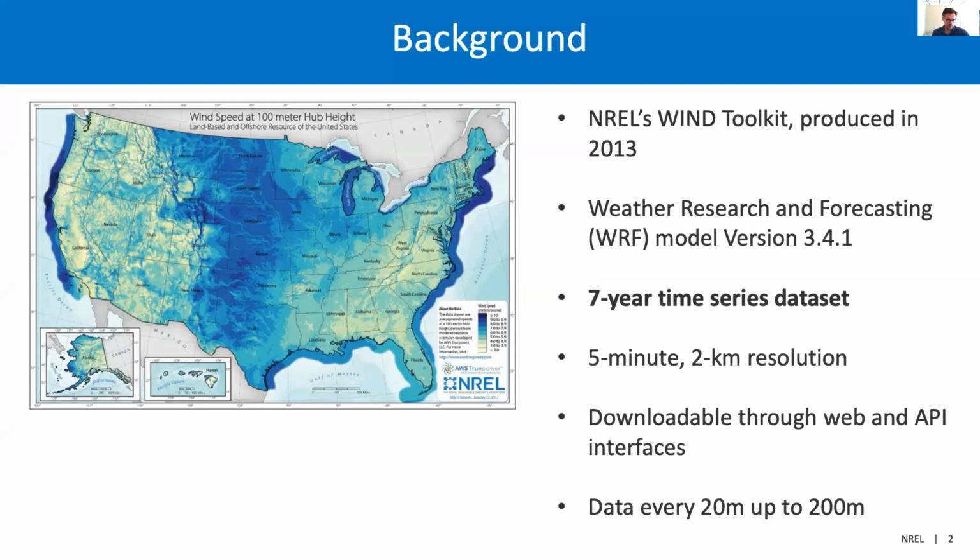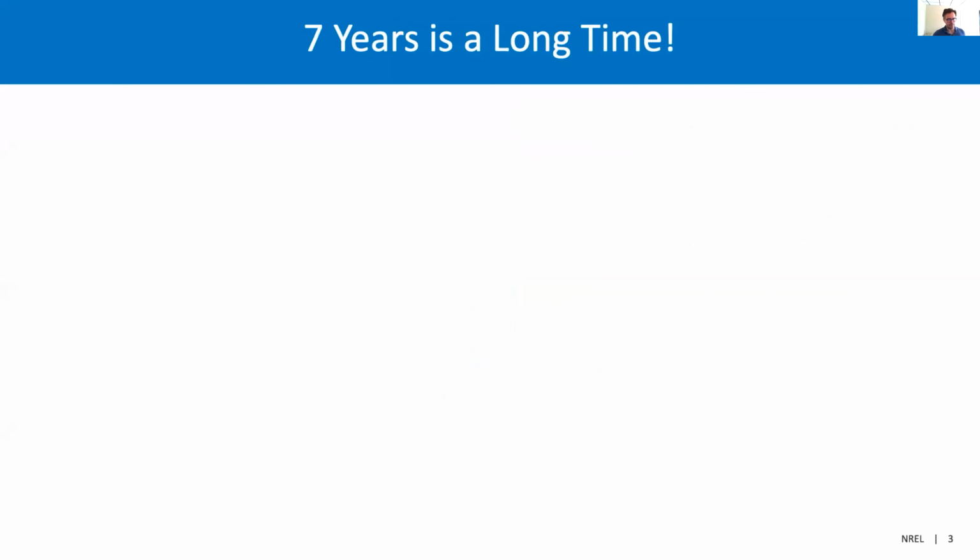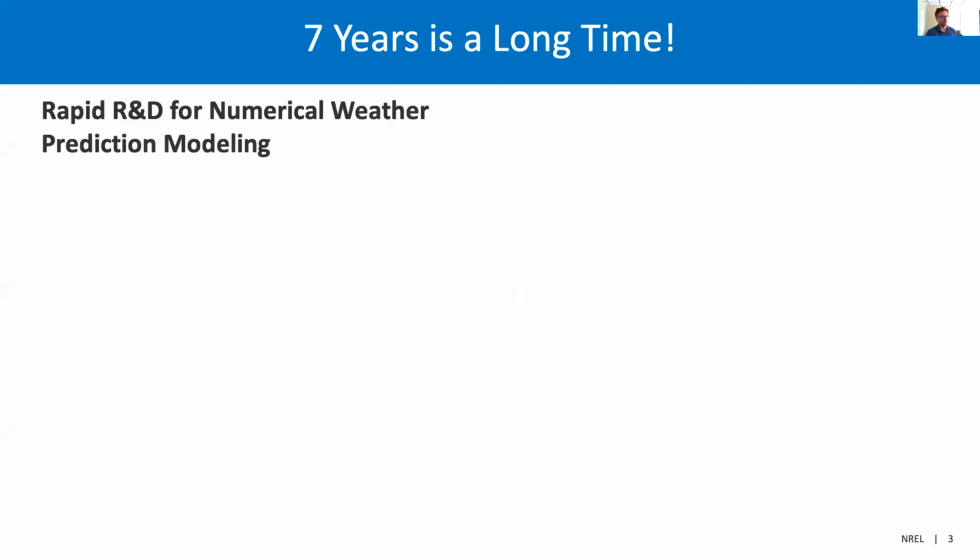So it's been a great data set, used a ton for a range of wind energy applications over the last 7 years. So the question is, why are we now moving to replace it, starting with offshore California? The short answer is that 7 years is quite a long time when we're talking about research and development in the numerical weather prediction modeling space.